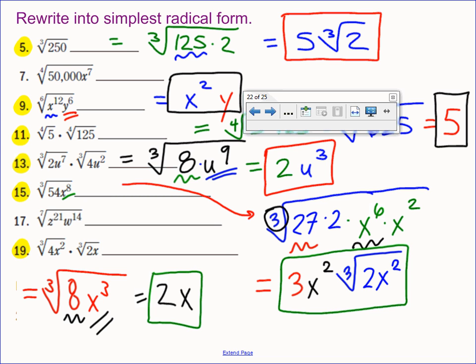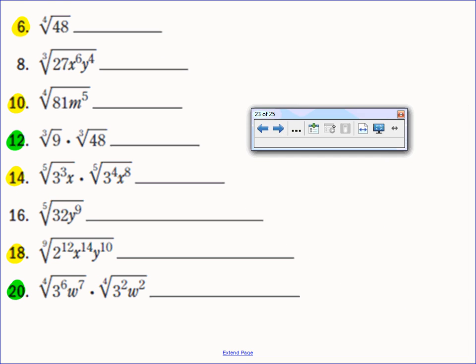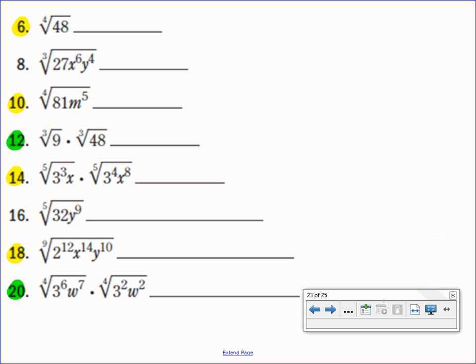Any questions you have so far? All right, then we've got a half to go, you guys. So we've got a fourth root, we've got a fourth root, we've got a fifth root, goodness gracious, a ninth root, oh gosh, I know we can do it.